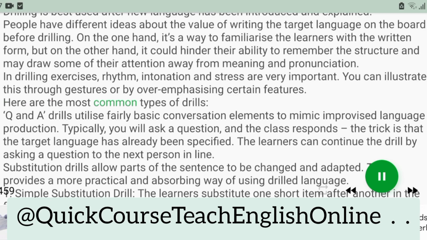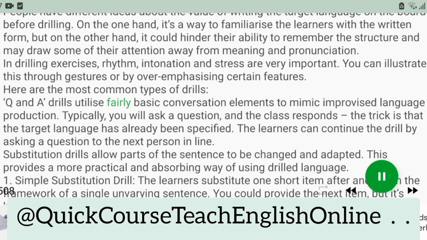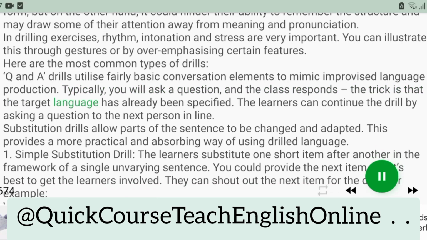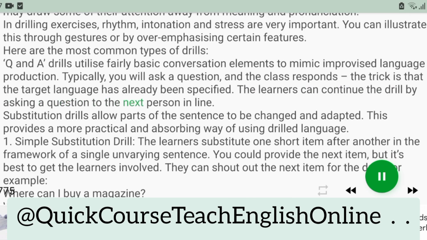Here are the most common types of drills. Q&A. Drills utilize fairly basic conversation elements to mimic improvised language production. Typically, you will ask a question, and the class responds. The trick is that the target language has already been specified. The learners can continue the drill by asking a question to the next person in line.